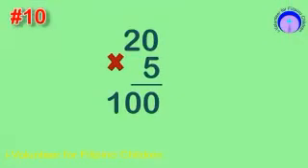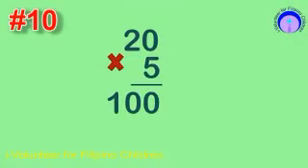Item number 10. Kindly read the sentence twice. 20 times 5 is equal to 100. Kindly read.